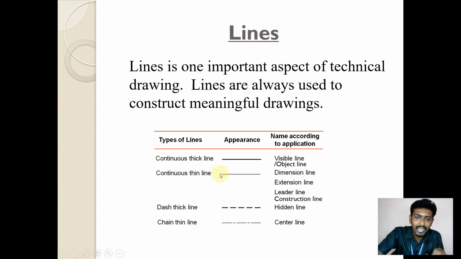Then the continuous thin line, if you see a line like this, it is specially meant for construction line, dimension line, extension line and leader lines. And the dashed thick line, you may see this kind of dashed lines, it is specially used for hidden lines. The things or edges which are hidden from the current view will be captured as a dashed line, that is a hidden line. Then the chain thin line, that is a long line, dot, long line, dot. This is specially used for center lines.